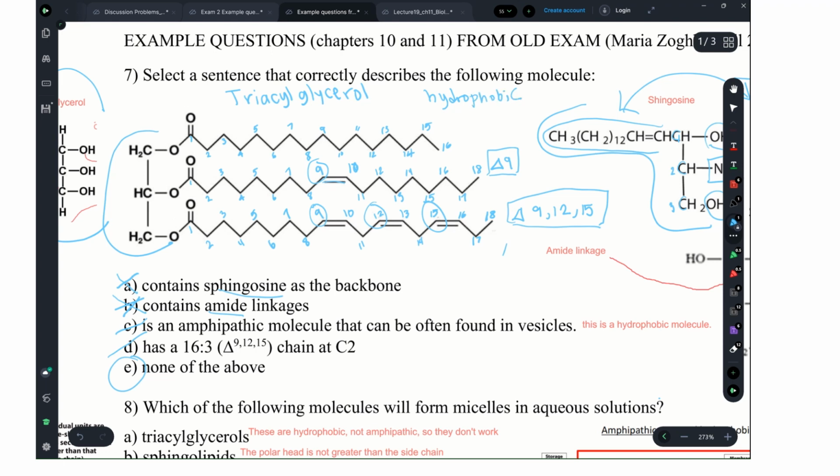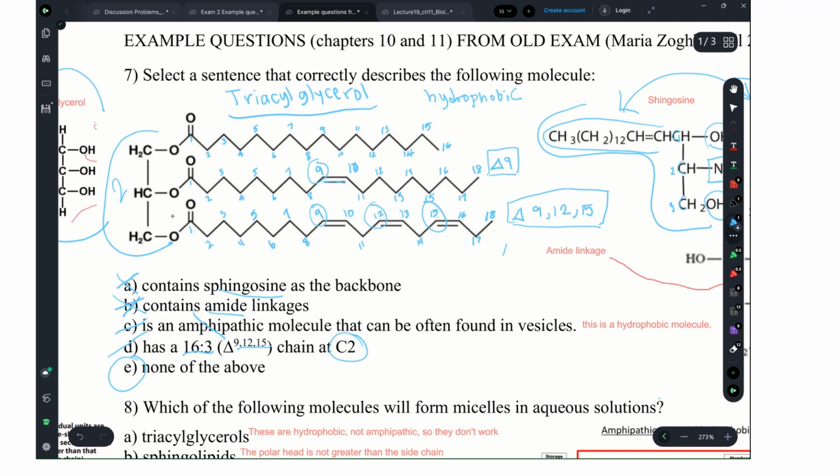So a triacylglycerol is a hydrophobic molecule. There are no polar groups here, so it is not amphipathic. D has a 16, 3, delta 9, 12, 15 chain at carbon 2. So let's look at carbon number 2.